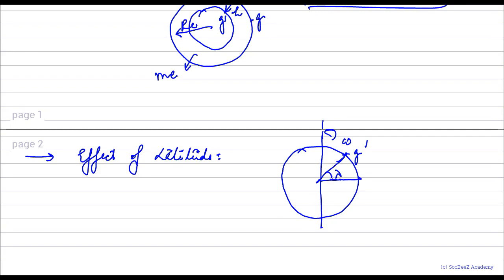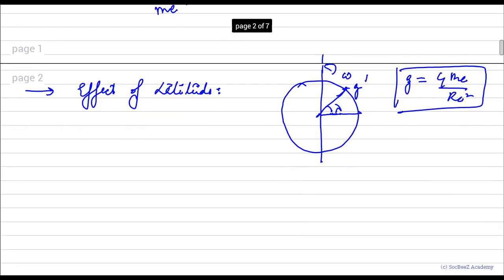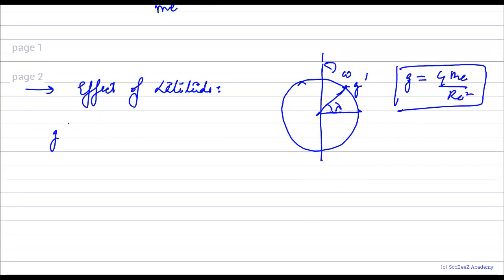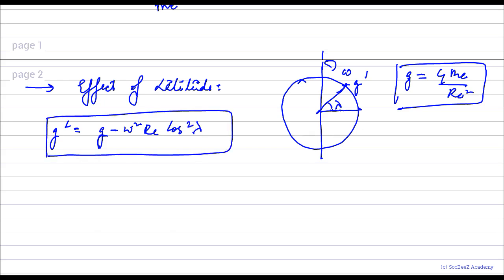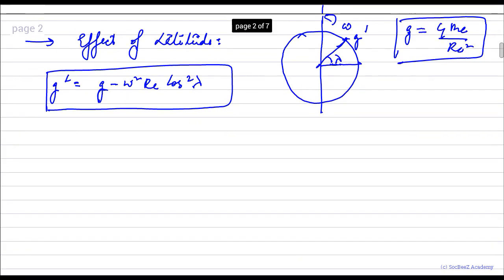G is G into ME upon R square. So if we try to relate g dash to g in this particular case, I'll get g dash as g minus omega square into RE into cos square lambda. So this is another expression which we need to remember. There are a few cases which can come up from this expression.